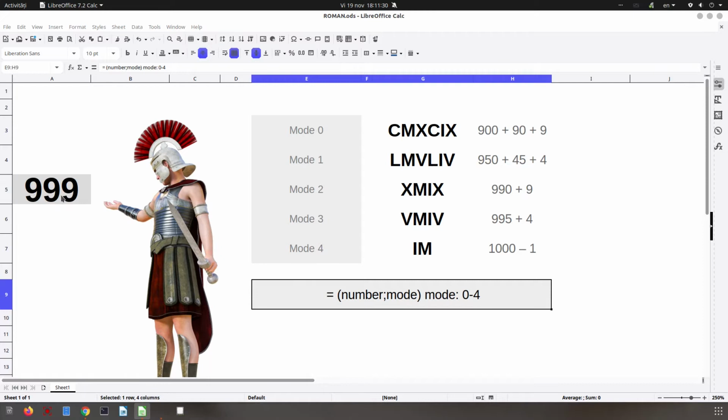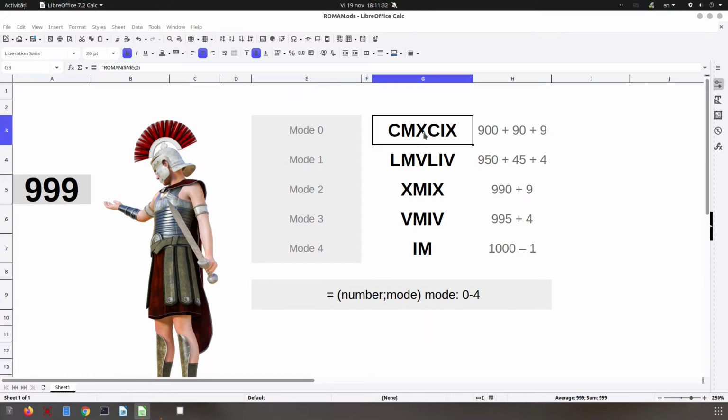So it's very easy to play with it. It's very easy to transform, and you have some modes in order to change your numbers.